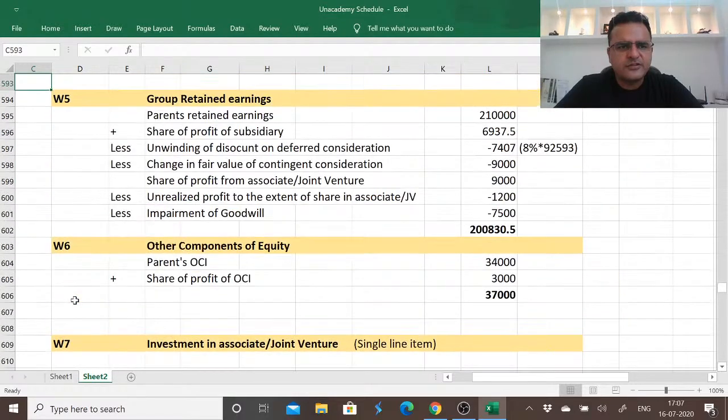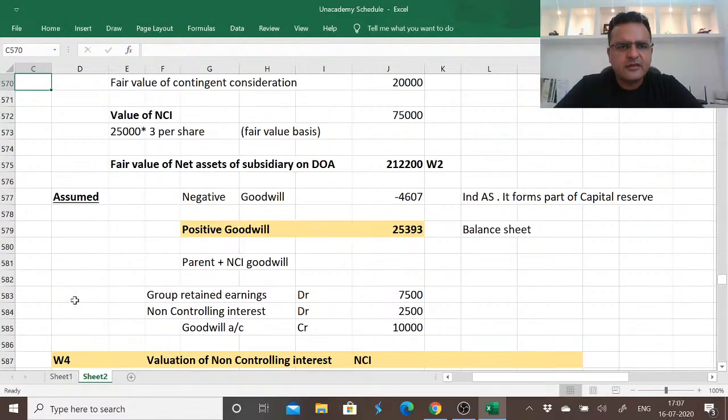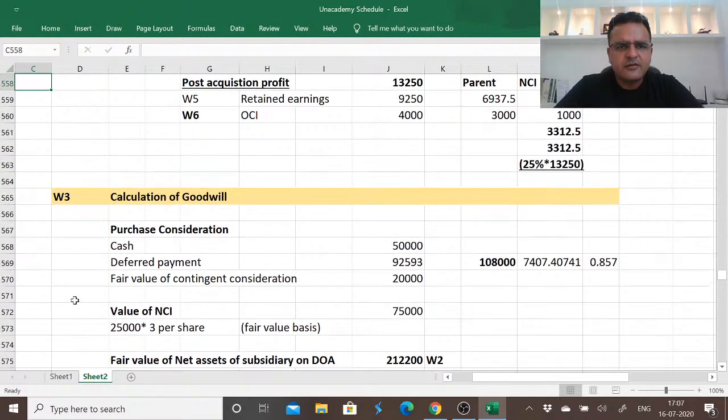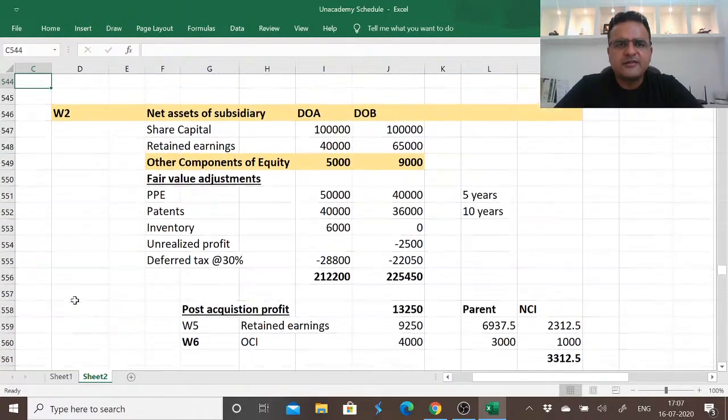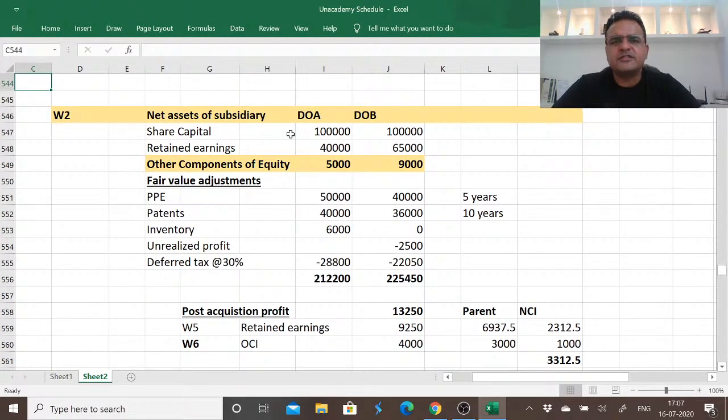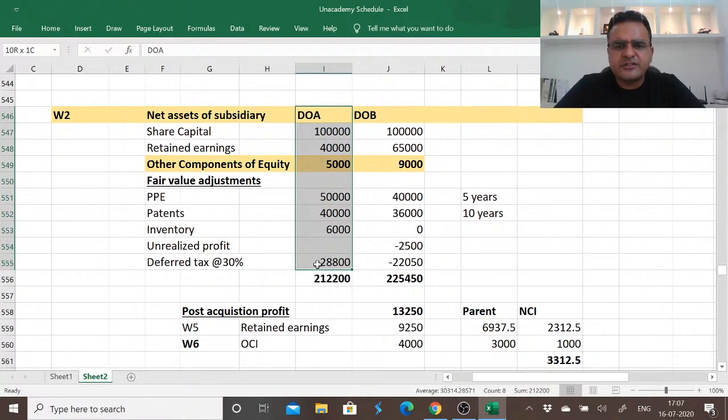The net assets position, this is the net assets of subsidiary on the date of acquisition. So whatever is the net assets position on the date of acquisition, this gets acquired by the parent. We are paying for it, and the amount being paid over and above the net assets of subsidiary is recognized as goodwill.